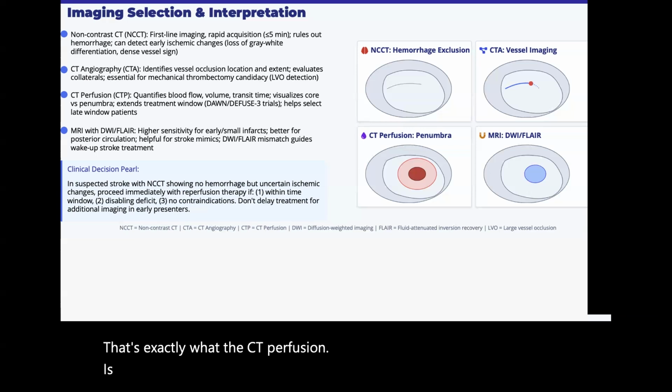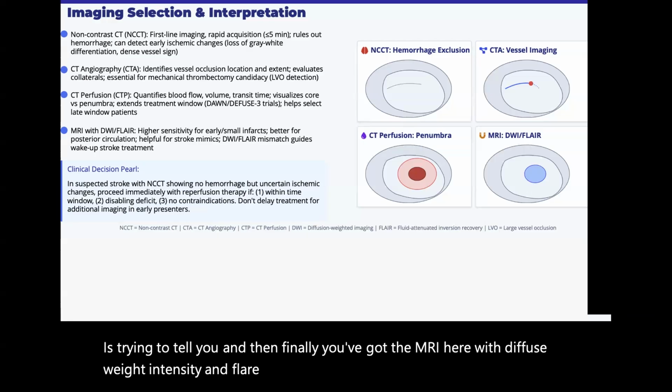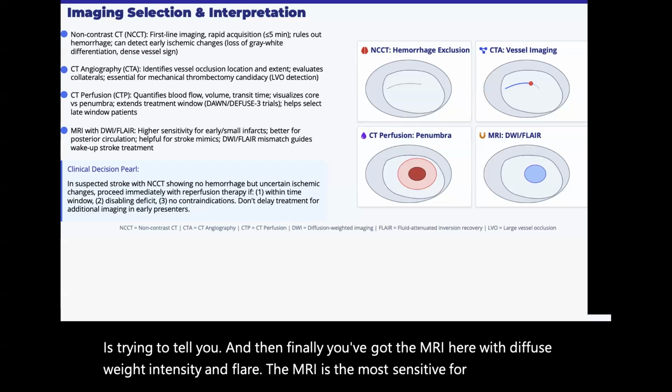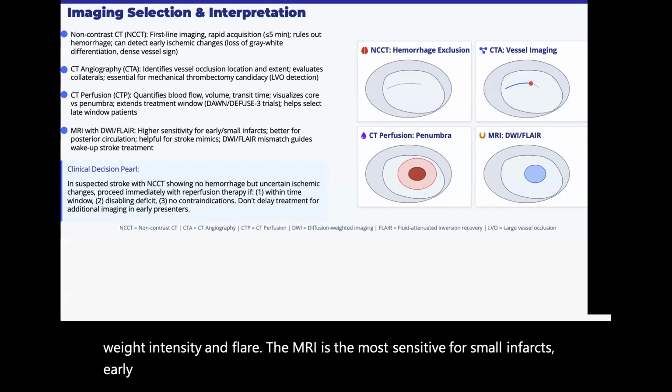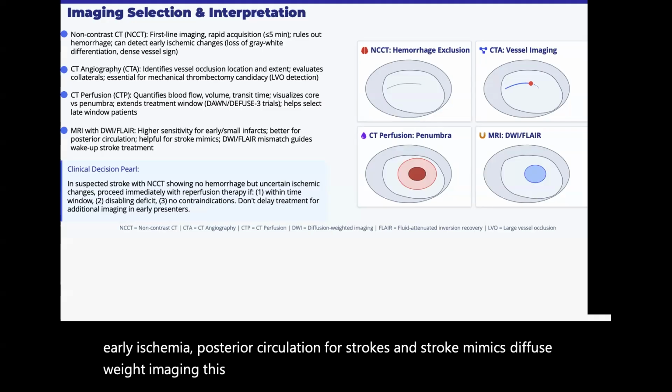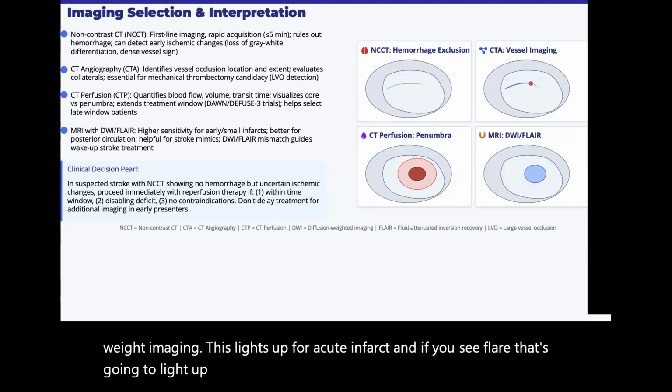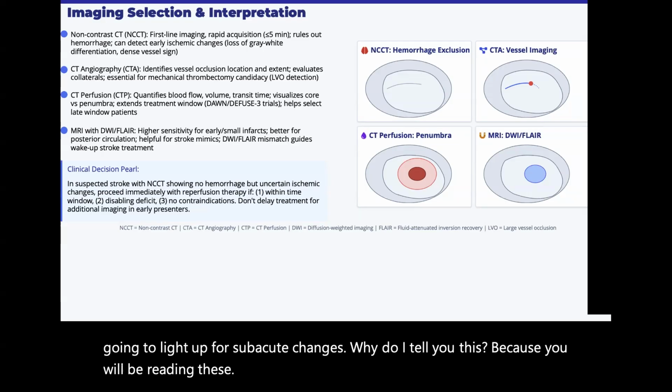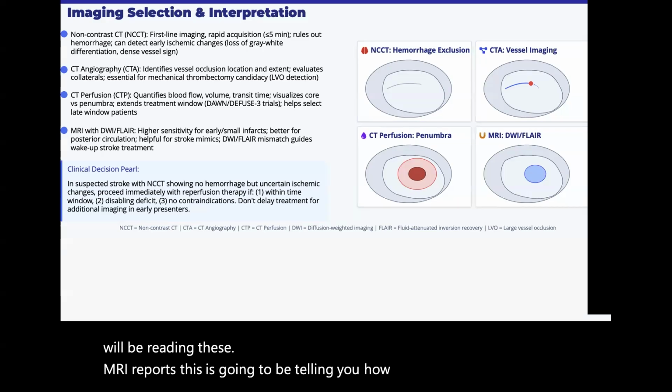And then finally, you've got the MRI here with diffusion-weighted imaging and FLAIR. The MRI is the most sensitive for small infarcts, early ischemia, posterior circulation strokes and stroke mimics. Diffusion-weighted imaging lights up for acute infarct. And if you see FLAIR, that's going to light up for subacute changes. Why do I tell you this? Because you will be reading these MRI reports. This is going to be telling you how to manage this kind of situation.